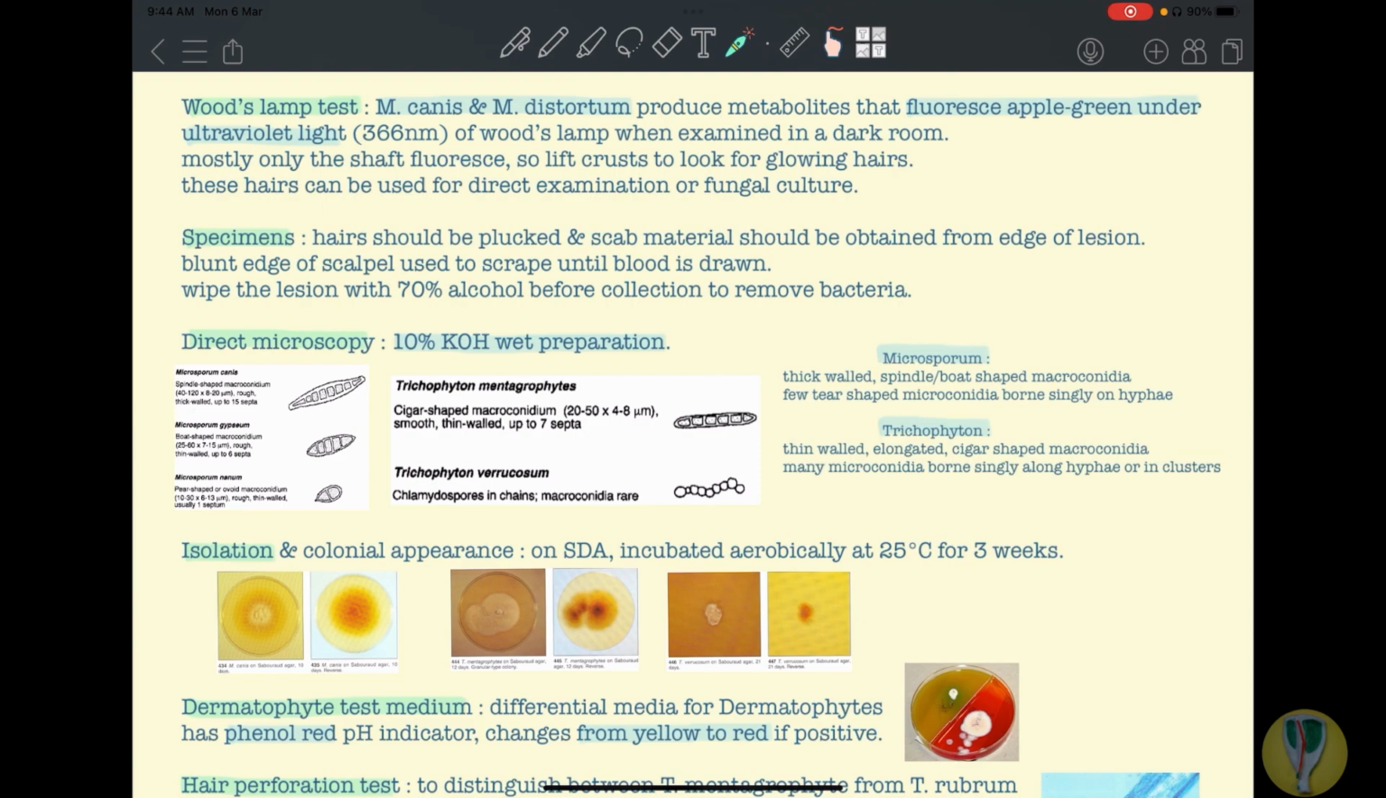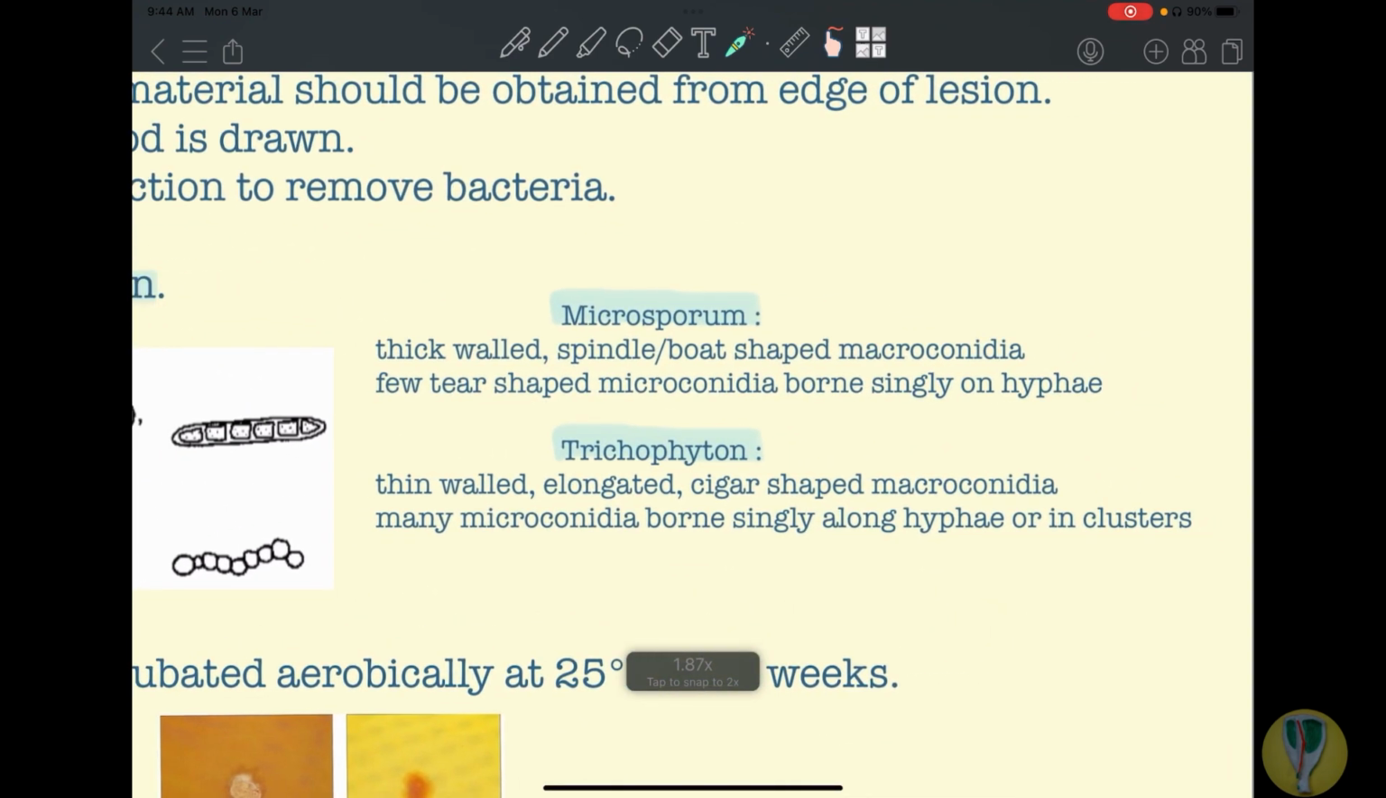So what you will observe, that the Microsporum species, okay, so species of dermatophyte belonging to the genus Microsporum, they will have thick walled spindle or boat shaped macroconidia, and a few tear shaped microconidia borne singly on the hyphae are seen. In case of Trichophyton, thin walled elongated cigar shaped macroconidia and many small microconidia borne singly along the hyphae or in clusters are present. Okay, so this is very important. What is the difference between Microsporum and Trichophyton under direct microscopy?